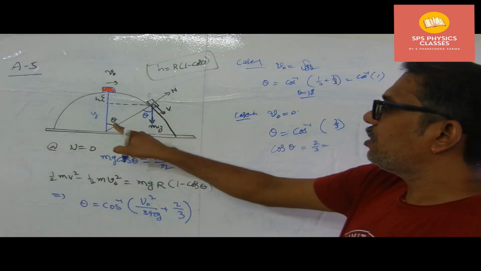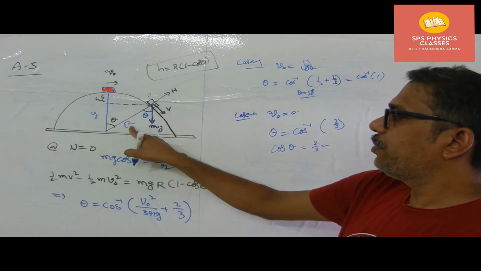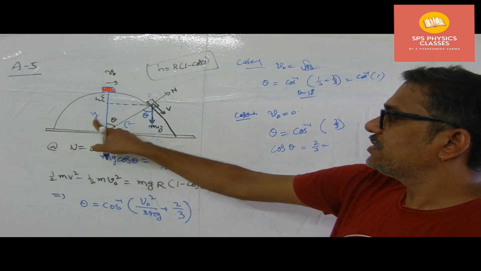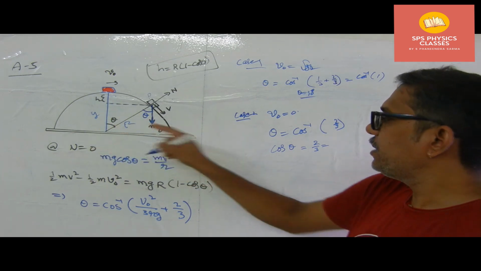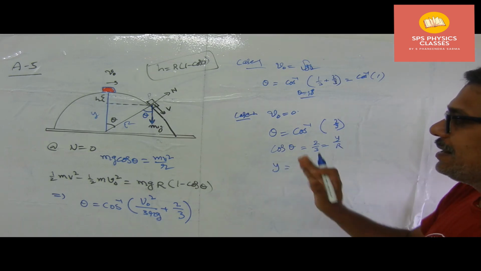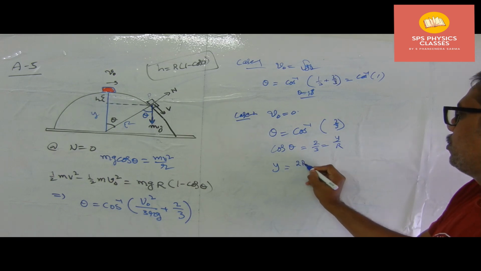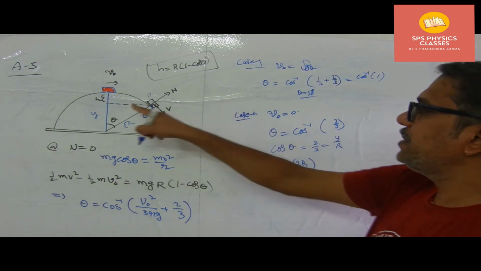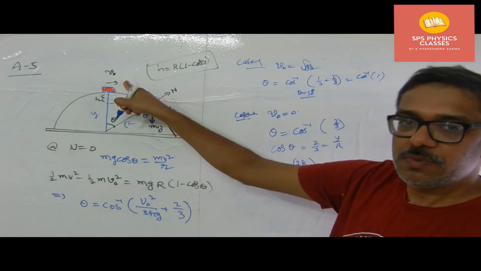What is cos theta in the problem? This is the radius r. Adjacent side by hypotenuse we can take. So this is the adjacent side, this is the opposite side, and this is the hypotenuse. Therefore y by r we can take. Therefore the system leaves the surface at a height of y equal to 2r by 3. That means this particular y should always be equal to 2r by 3 when the object starts from rest.